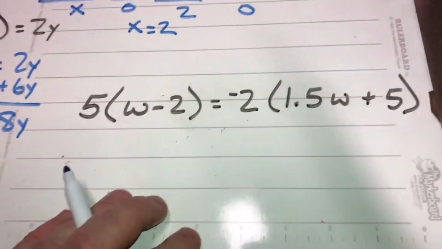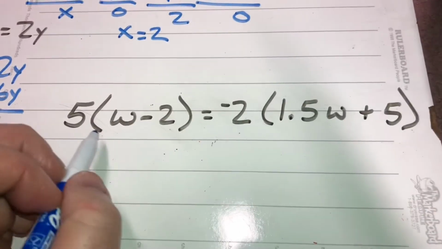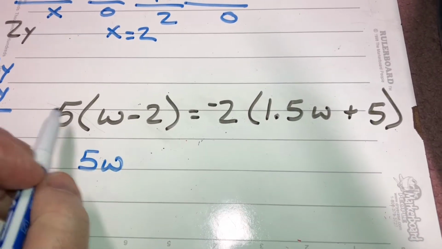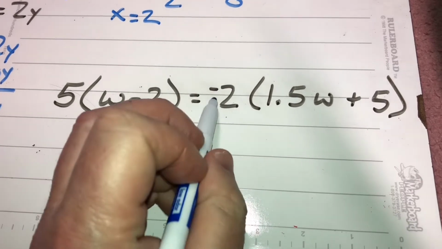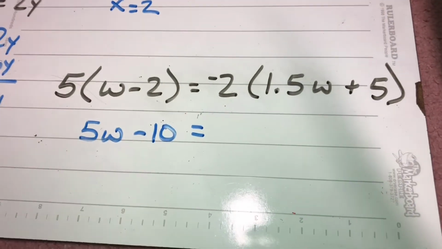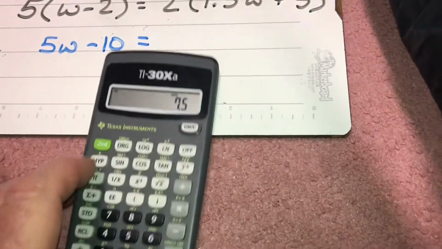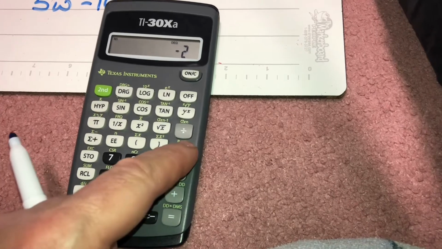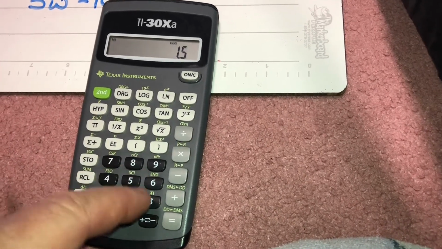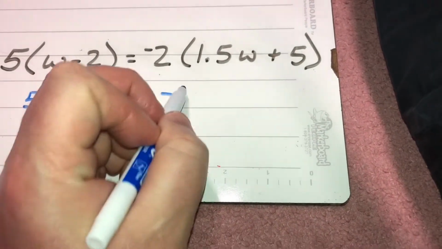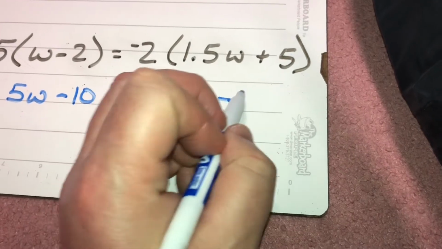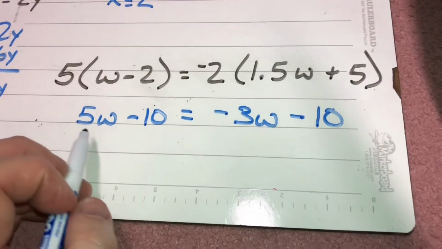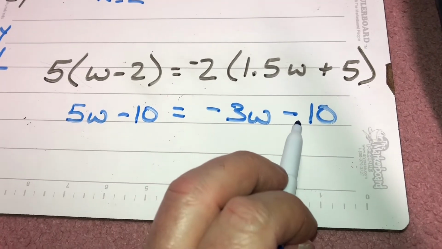Last one here, before I go to the second board. Once again, we want to clear parentheses. 5 times w is 5w. 5 times a negative 2 is a negative 10, minus 10. Negative 2 times 1.5, if I plug that into my calculator, because we can always use our calculator, equals negative 3, so it's going to be negative 3w. Negative 2 times a positive 5 is a negative 10. So 5w minus 10 equals negative 3w minus 10.